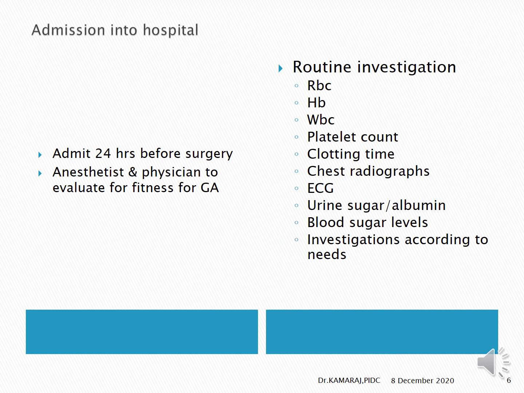So, for the anesthetist to review the patient, the routine investigations have to be advised for him to go through the general status of the patient: RBC count, hemoglobin, white blood cells, platelet count, clotting time, chest radiograph, ECG, blood sugar levels, and any other investigation that is needed for that particular patient according to his physical status.